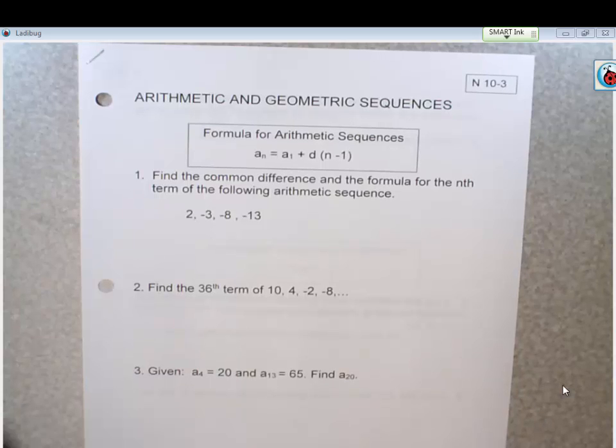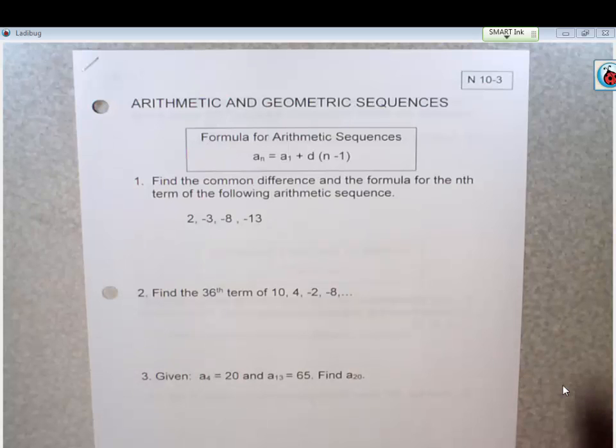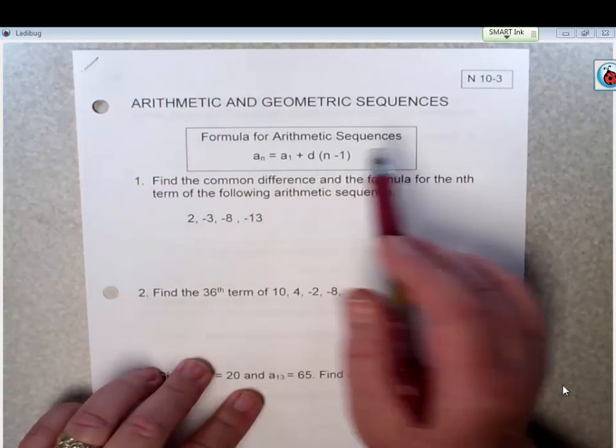Okay, so what we did in 10-2 was you had to figure out, well, what's going on here? How am I getting that pattern, right? I'm going to tell you how you can find the term that you're missing, and that's with this formula right here.